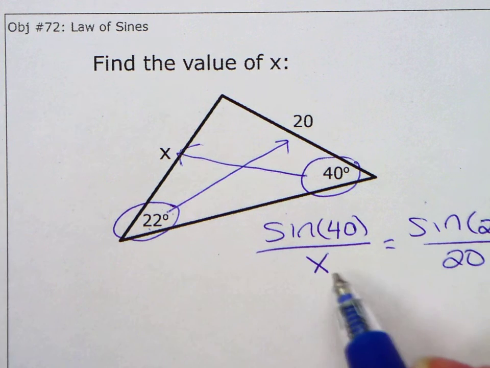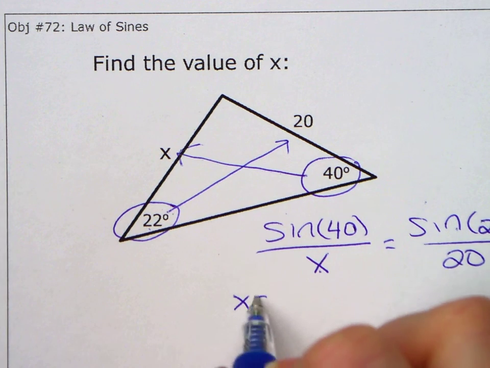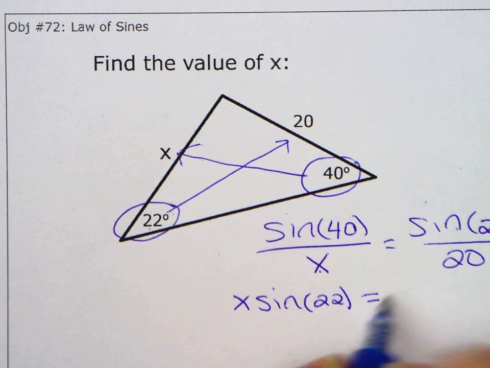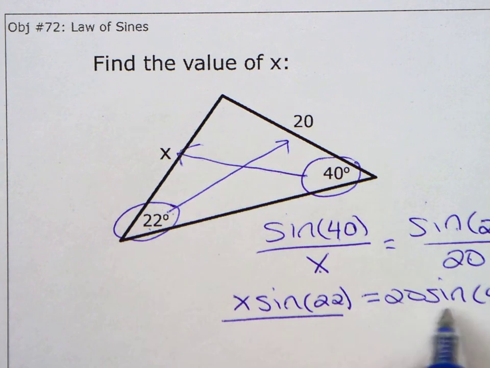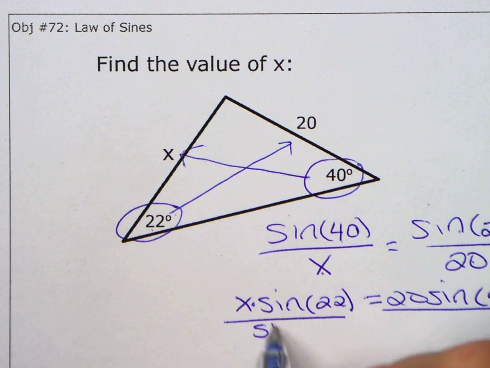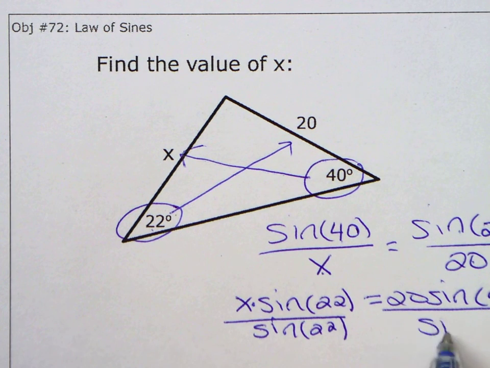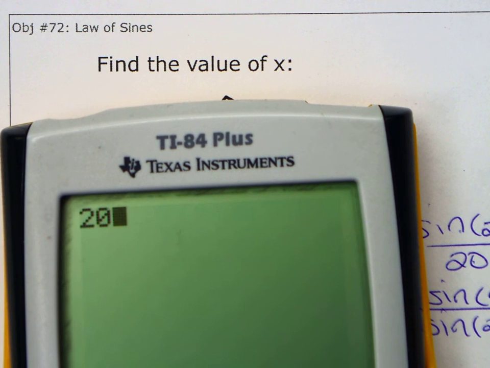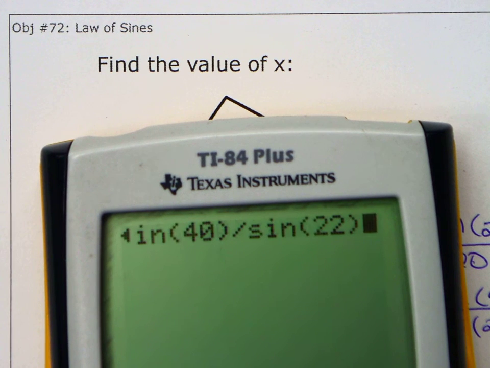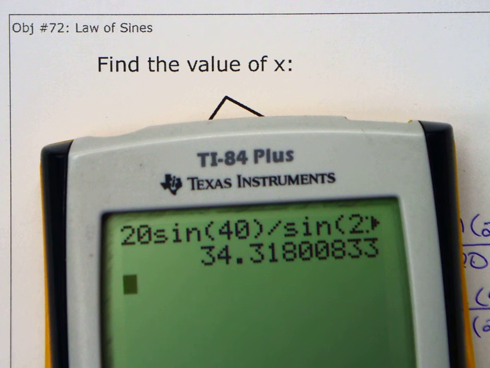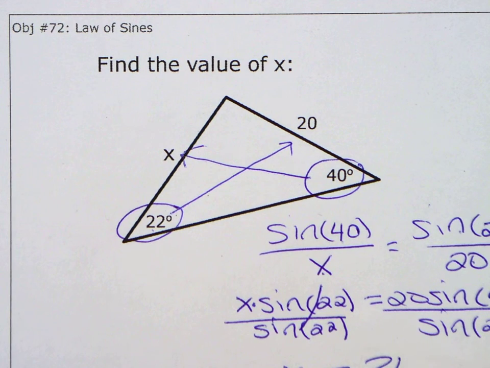Cross multiply. X times sine of 22 equals 20 times sine of 40. We divide. These are multiplying. And remember, the whole point is to find x. So we're going to divide by sine of 22. X equals, and again, all we're going to do is put it in the calculator. 20 sine of 40 divided by sine of 22. 34.32. Done.